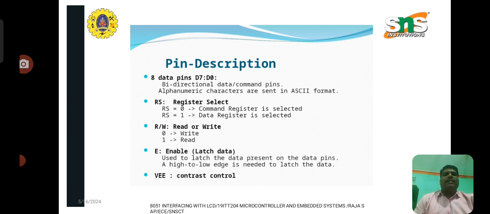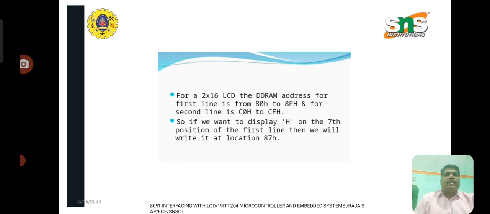R bar W, that is read or write. If R bar W is 0, then the write operation is executed. If R bar W is 1, then the read operation is executed. E is to enable the latch data. It is used to latch the data present on the data pins. A high to low edge is needed to latch the data. VW, that is the input for the power supply of the LCD.